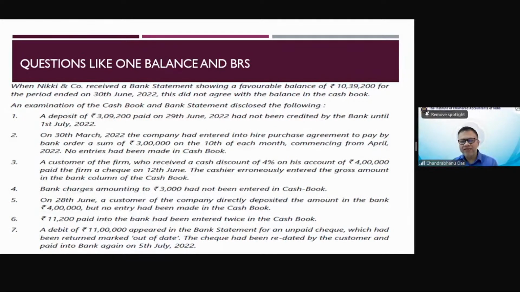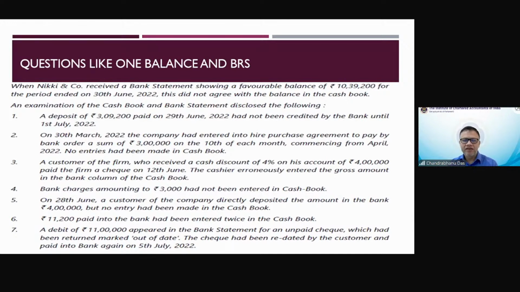11,200 paid into the bank, entered twice in the cash book. Third one is an error, sir. Third one. Kajal is saying third one is an error. Why is the third one an error? He hasn't deducted the cash discount, sir. Very good. He hasn't deducted the cash discount. So the third one is an error.